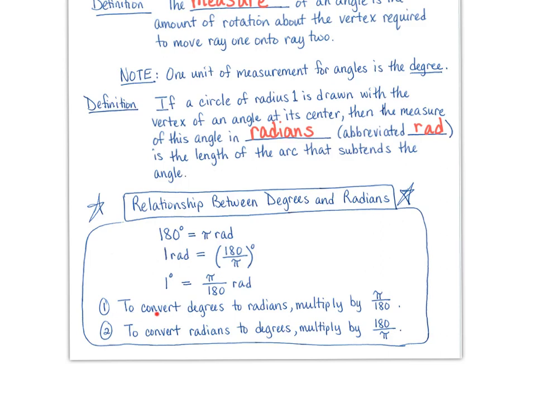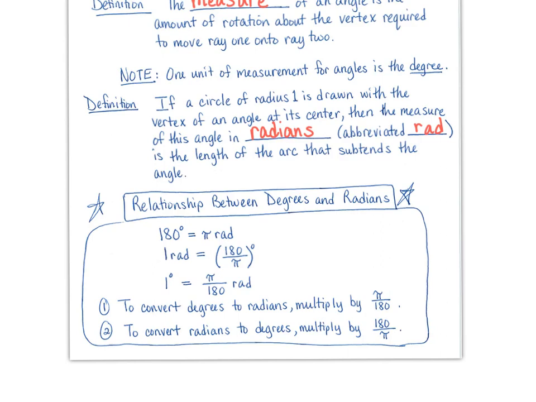Now, to convert degrees to radians, multiply by pi over 180. Multiply whatever degree you're given by pi over 180. To convert radians to degrees, multiply by 180 over pi. So if I give you a degree and I ask you to convert that degree to radians, what do you need to multiply that degree by? Pi over 180, you got it.